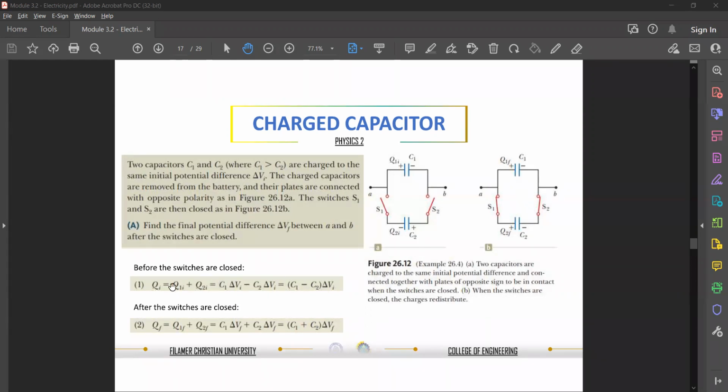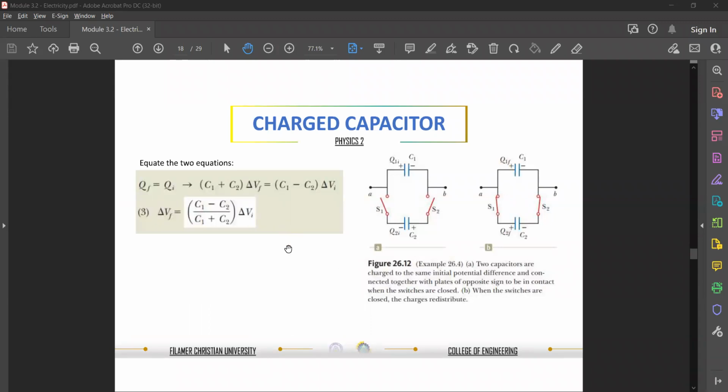So before the switches are closed, ito yung potential difference natin, or ito yung equivalent value ng capacitor natin. But after, you will now have your final charge. Okay, so that is the charge of the first capacitor plus the charge of the second capacitor. That is C1 plus C2, and then multiplied by the final potential difference.